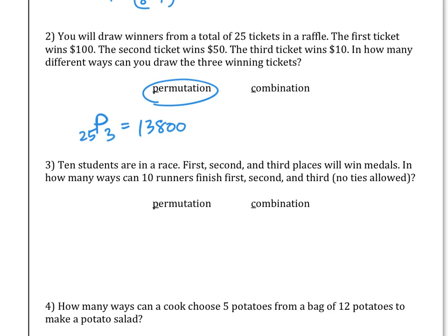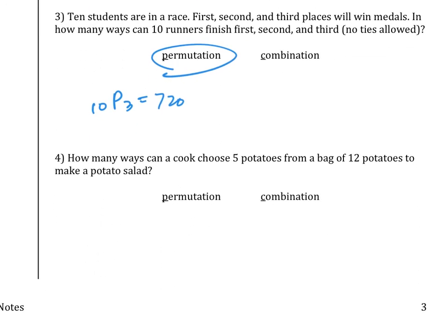All right, again, pause the video, try to figure out whether this is permutation or combination, come back and check it. All right, this is the same kind of question as before. First, second, and third places are going to receive different prizes. So this is going to be permutation. So 10P3, which is going to give me 720. All right, last one. Go ahead and try this one. All right, this is going to be a combination. You really don't care which potato comes out first. So this is 12C5, which is going to give you 792.